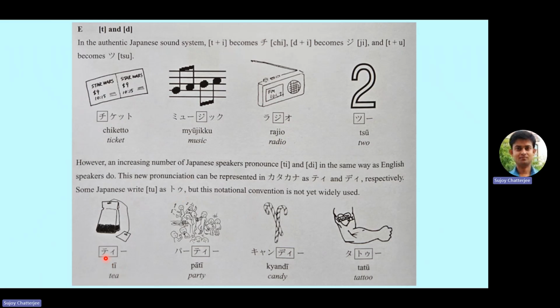So tea will be ti like this, party will be paati like this, candy will be kyandi, and tattoo will be tatuu. So these are not very common. The common rule is what we just discussed here.